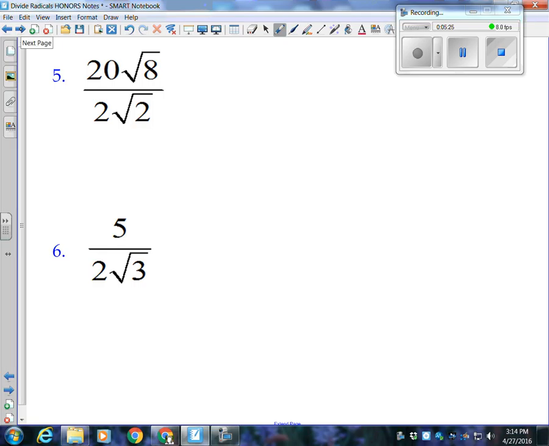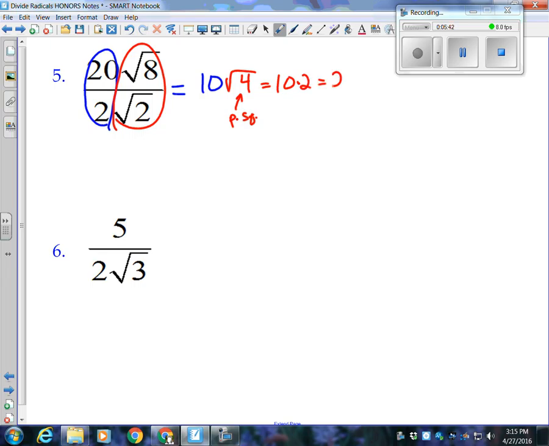Number 5, can I divide? I believe this is a very straightforward case of outside numbers can be divided by outside numbers, and inside numbers can be divided by inside numbers. So I get the square root of 4. I hope that you remember that that is a perfect square. Because it's a perfect square, it's the same thing as 10 times 2, which gives me 20. That one had no square root at all, remaining in the final answer.